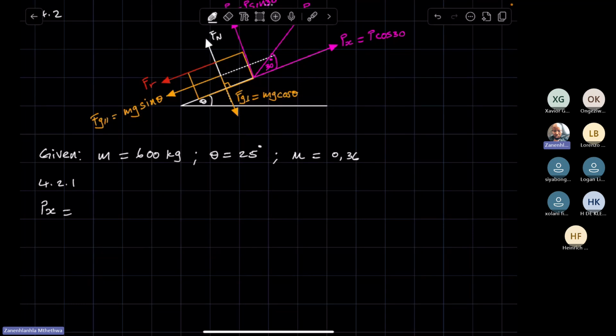All right, PX is equal to P cos 30. And what is cos 30 equal to?